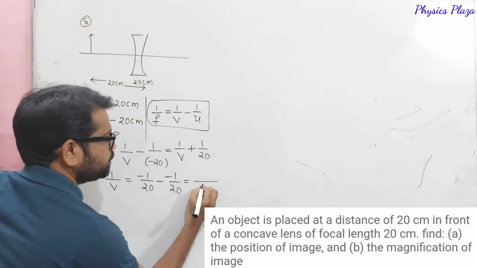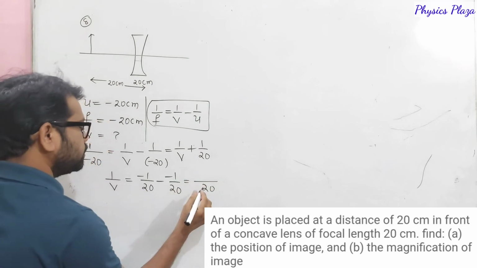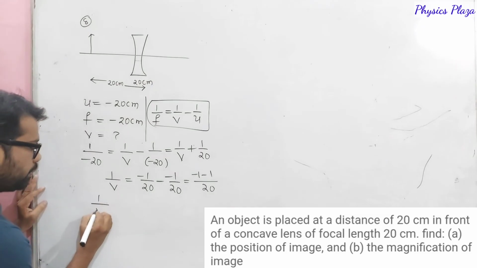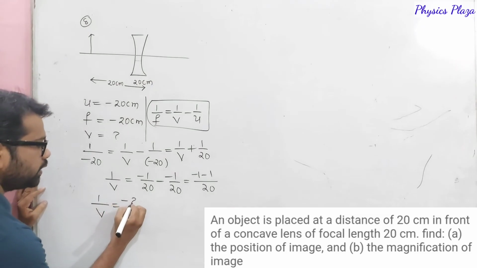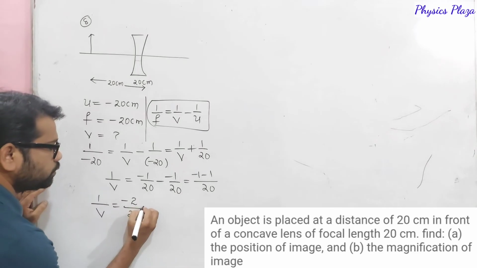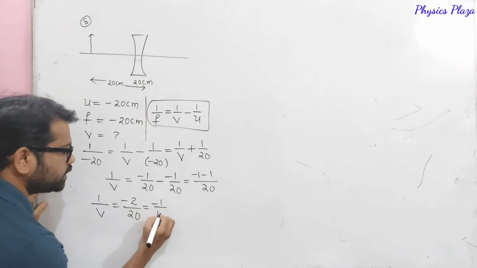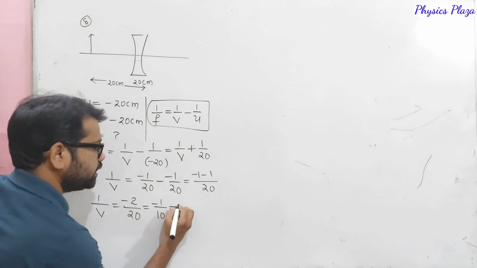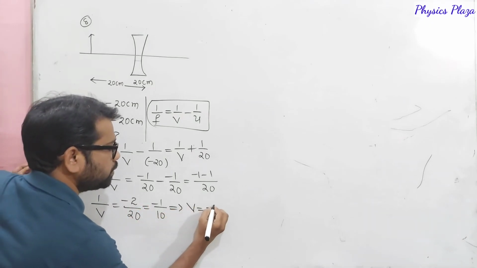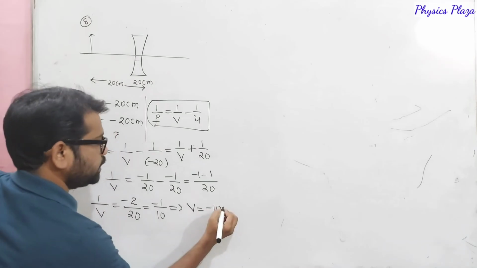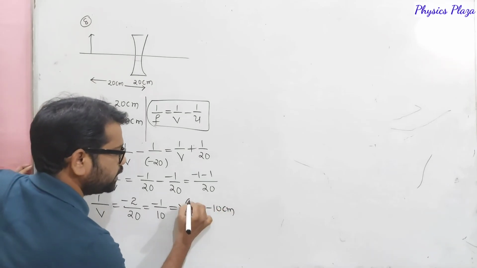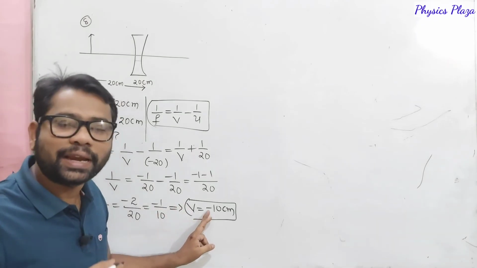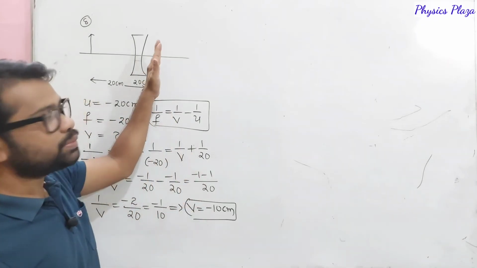And here the LCM is common, it is 20. So it's minus 1 minus 1, so 1/v = −2/20. So this is −1/10. So 1/v = −1/10, and obviously here v = −10 centimeters. Minus 10 centimeters. So children, the image distance we got is negative, which means what here? The image is on the left side only.